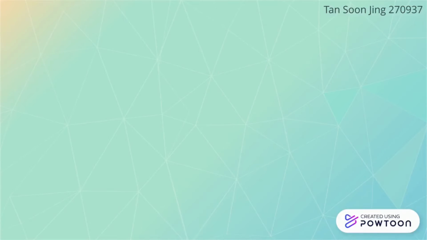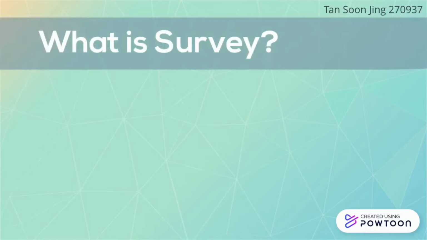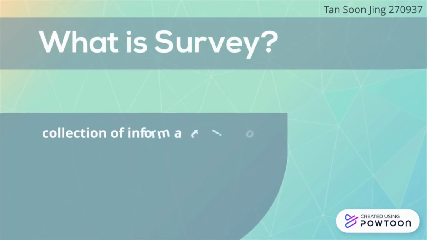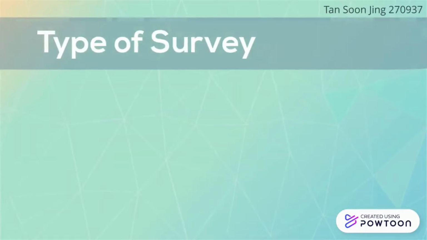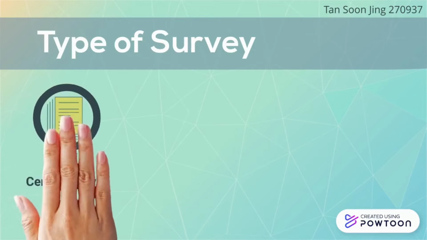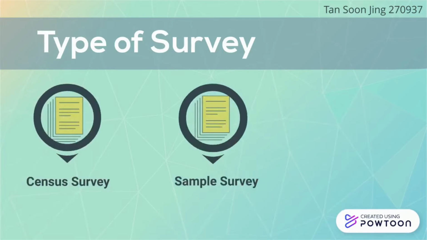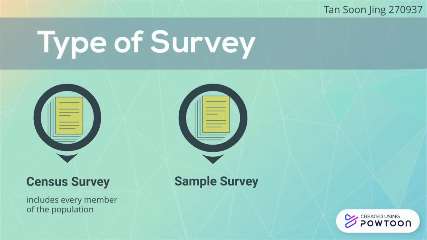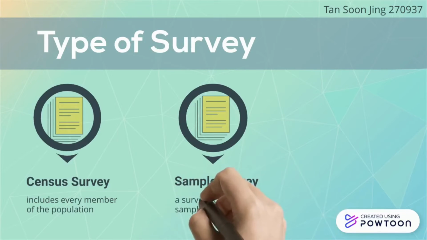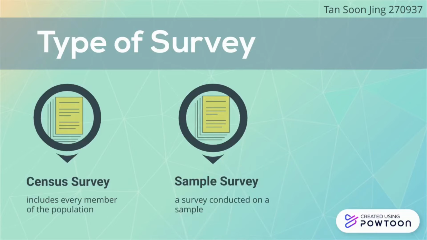Now, I'm going to explain what surveys are. A survey is the collection of information from the elements of a population or a sample. There are two types of surveys, which are census survey and sample survey. A census survey includes every member of the population. It means that data about all individual units are collected in the survey. A sample survey is a survey conducted on a sample. The samples are selected from a target population.